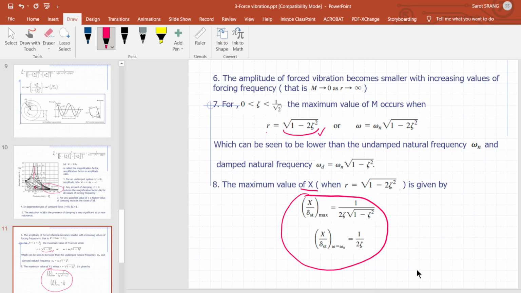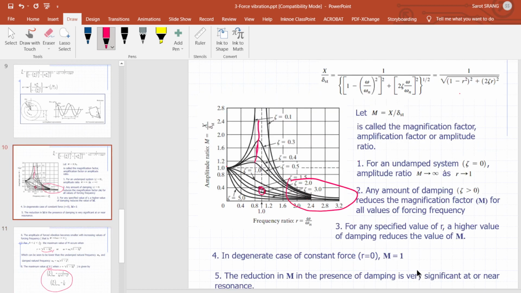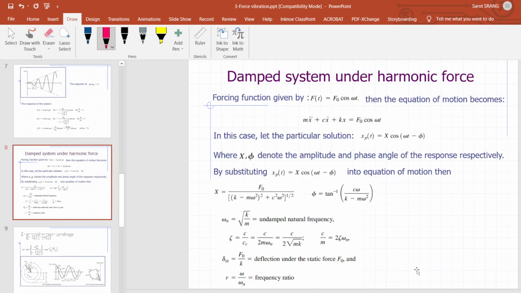Any question? Yeah. What? Oh, small delta. Oh, yeah.